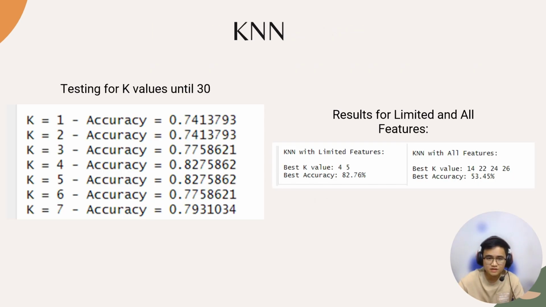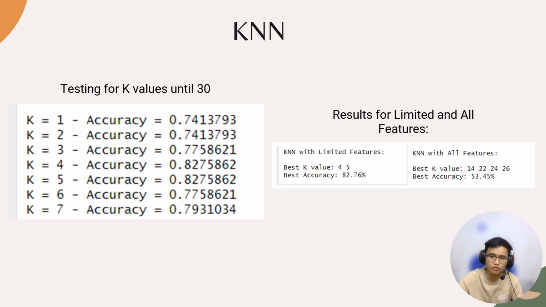So on the left, you can see we're using the brute force method. So we're using a range from 1 to 30. You can see on the left the K values and the associated accuracy score on the right side. So after we have looked through all the range from 1 to 30, we can see that the end output result is that when KNN is used with limited features, the best K values are 4 and 5, and the best accuracy score is 82.76%, which is very high.